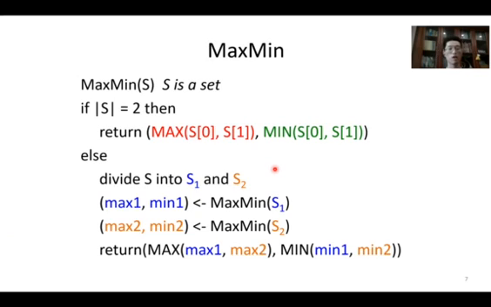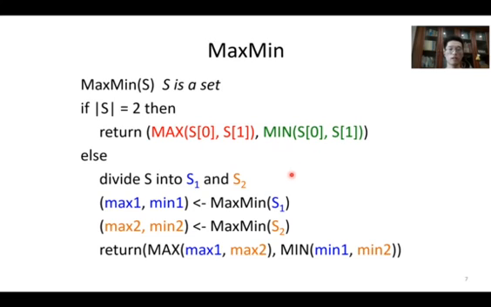So our algorithm first divides the set into two half sets, which are S1 and S2, and then it recursively calls the maximum function on both sets. By doing that, we will get two pairs of maximum and minimum elements. And we simply compare these two pairs to get the maximum and minimum elements of the entire set.